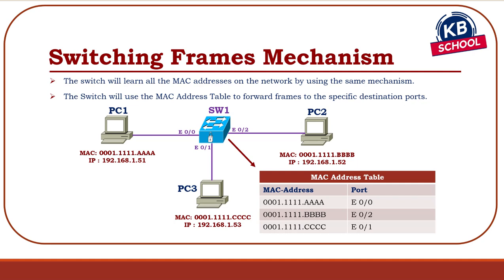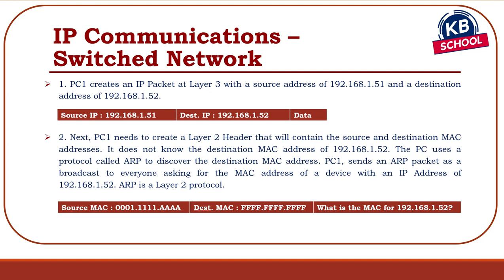So the first step, PC1 wants to communicate at layer 3 from this address, which is my source address, to this particular destination address. All right, I've gotten this address through name resolution, DNS. I know that I want to communicate to that particular device. So I create my layer 3 header. What does it contain? It contains the source IP as 192.168.1.51, destination IP of 192.168.1.52, and the actual data that needs to be sent.